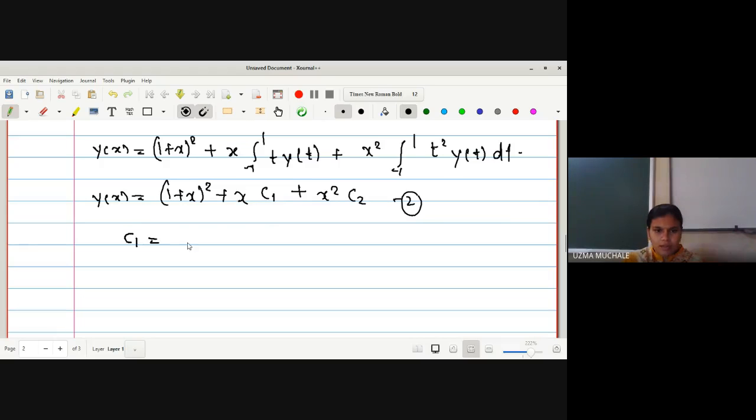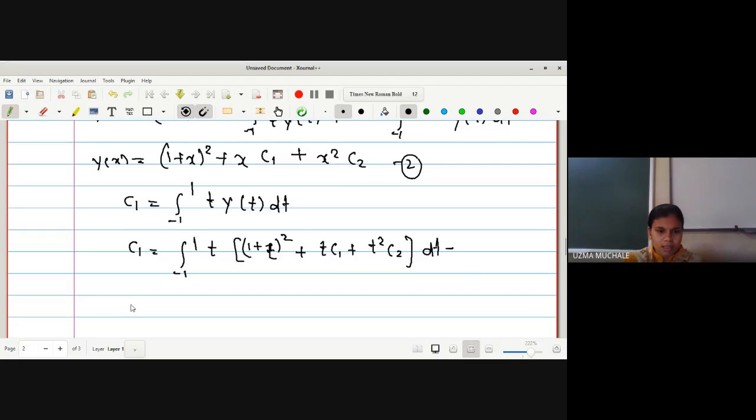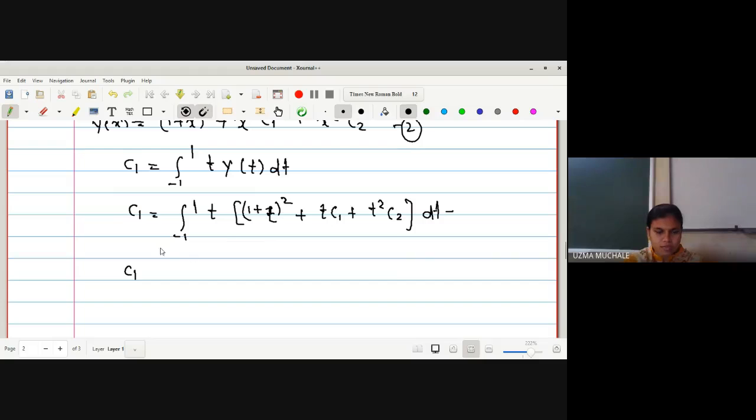Now let us find out the value of c1, which is the integral from −1 to 1 of t into y(t) dt. What is the value of y(t)? We have to write down equation 2 in terms of t: 1 + t², so t times (1 + t² + t c1 + t² c2) dt. Solve it with me. Let us find out the answers for c1 and c2.